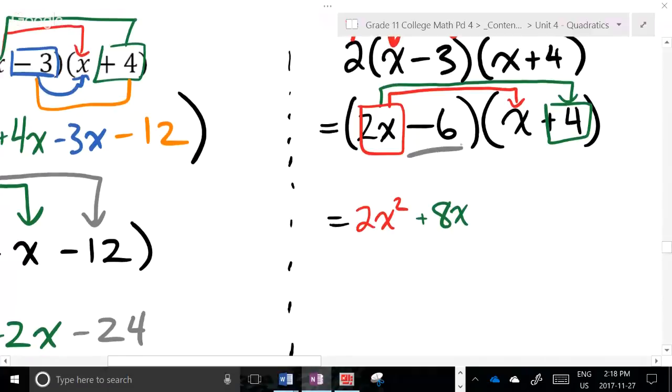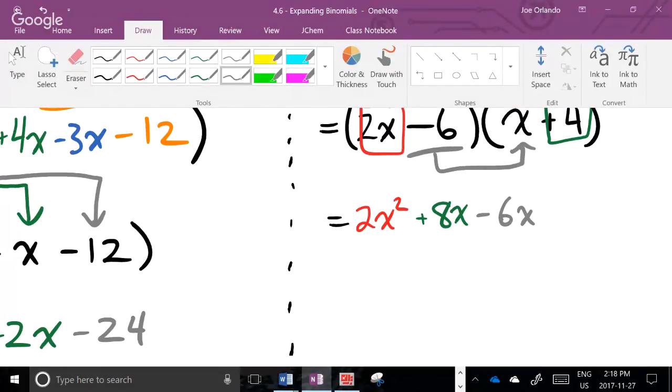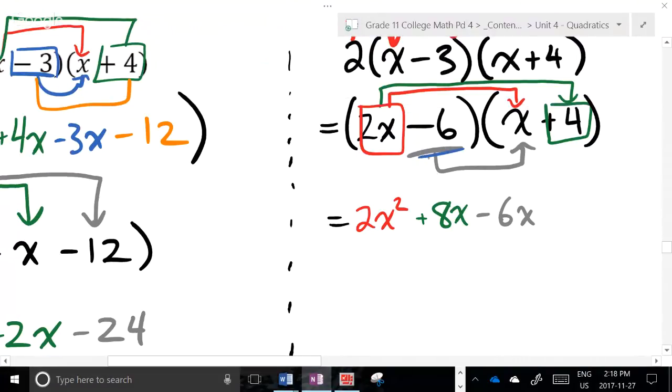Then what is negative 6 times x? Negative 6x. And what is, I need a color. There we are. What is negative 6 times 4? 6 times 4 is? And that would be negative.